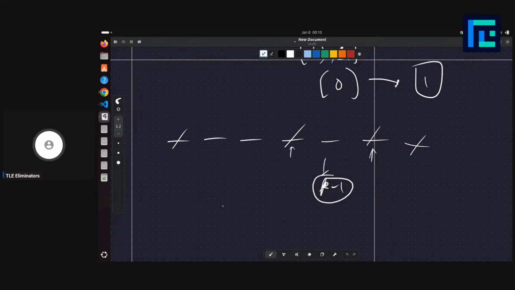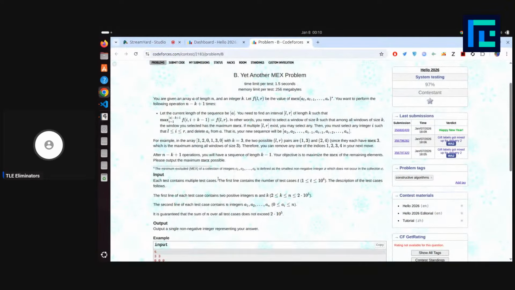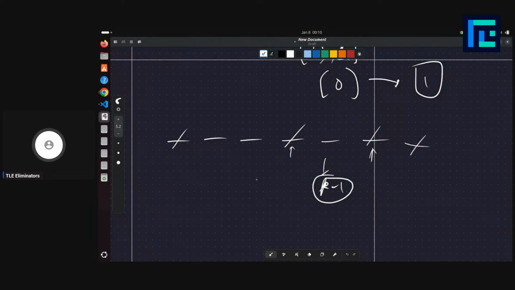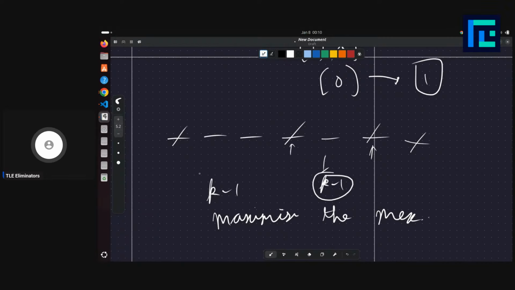My point is that the problem is basically that we have to delete some indices. That is, we have to delete n minus k plus 1 elements out of the array, and finally k minus 1 elements would be remaining, and we have to maximize the max of that, right?